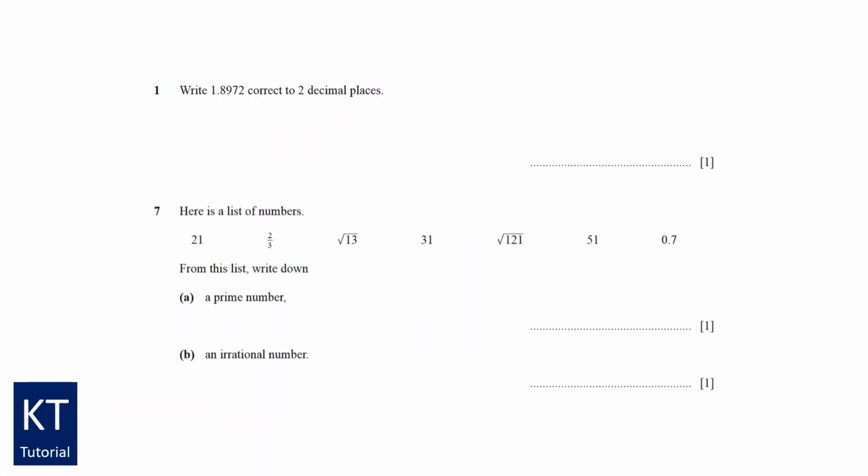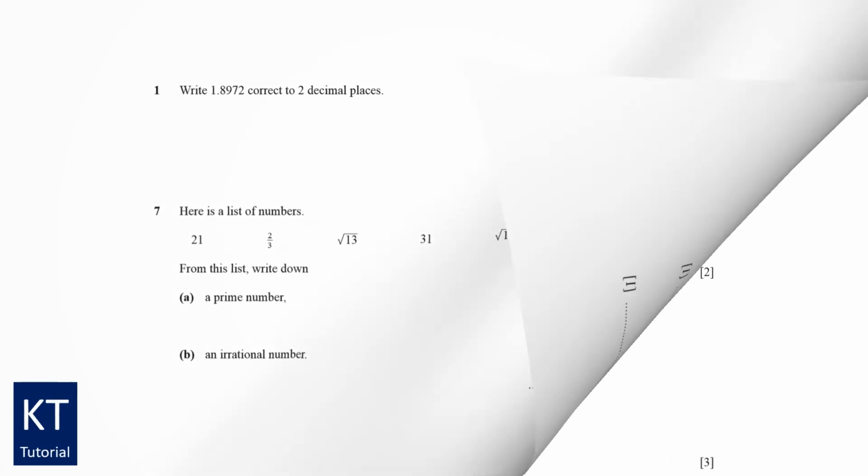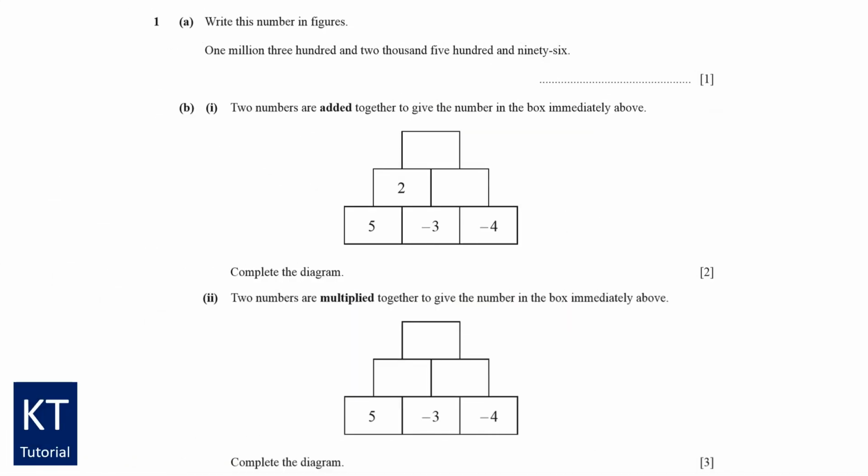Question 1. Write 1.8972 correct to two decimal places. The answer is 1.90. Question 7. Here's a list of numbers. From this list, write down a prime number. The prime number is 31. Next, write down an irrational number. This would be the root of 13. Question 1a. Write this number in figures.